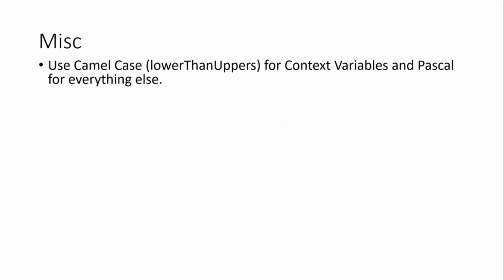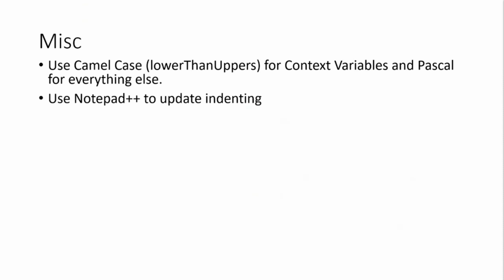But if for some reason you want to switch that around, you can. I also think having a capital letter gives it more importance, like it's more prominent. So that's another reason. So I recommend using camel case, which starts with a lowercase letter and then uppercase for any new words after that, for context variables. Everything else would be Pascal casing, where the first letter is also capitalized.